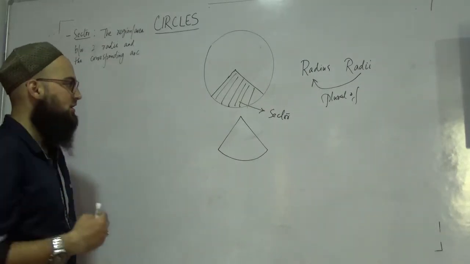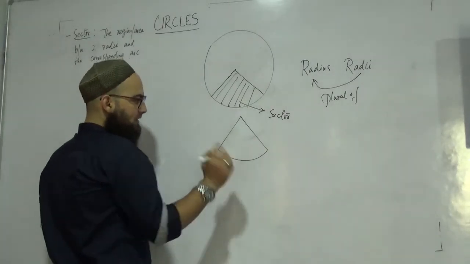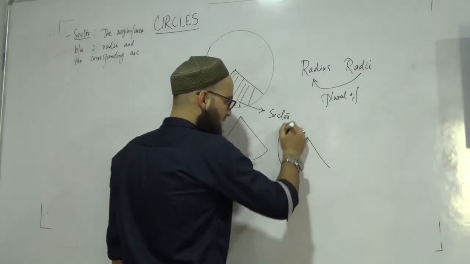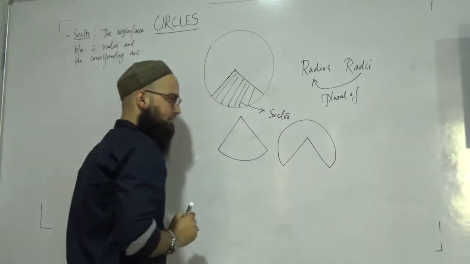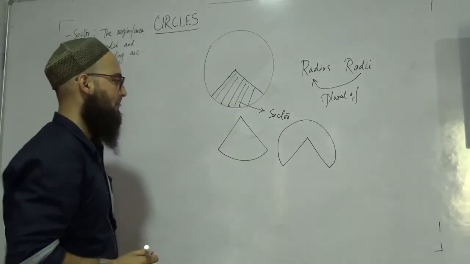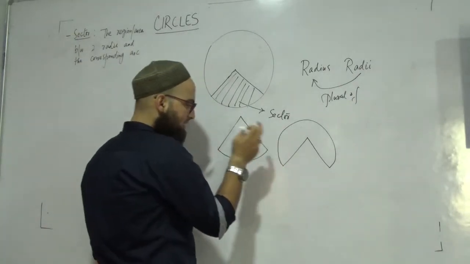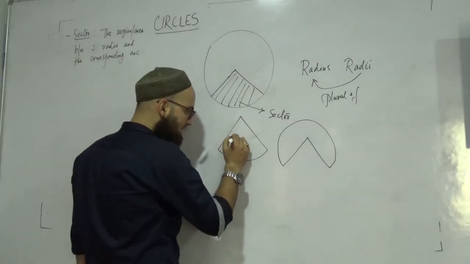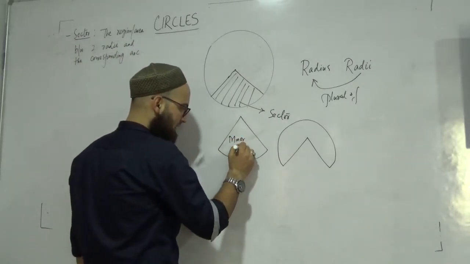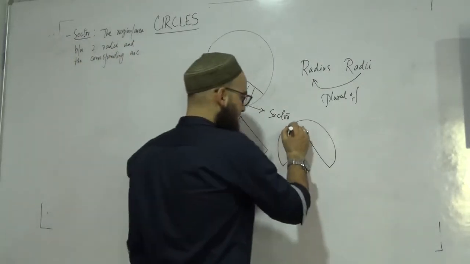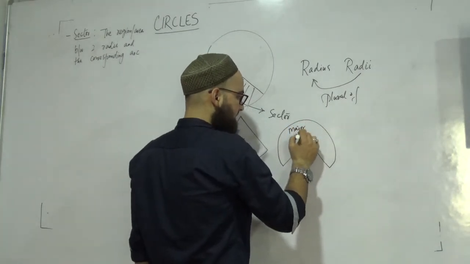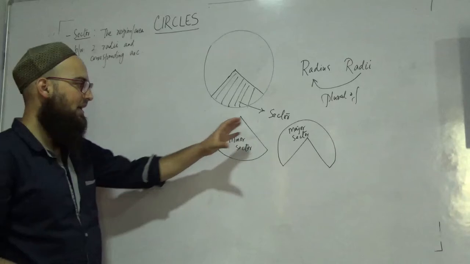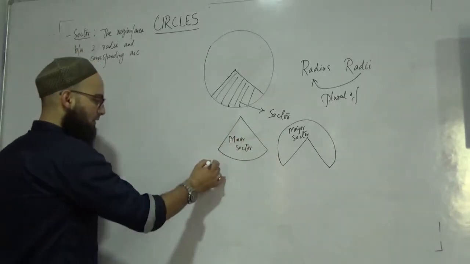But we have two possibilities here. Number one is this, number two is this, radius and the corresponding arc, the bigger one. This is also a sector. Then what is the difference? This sector is called the minor sector. And this sector is called the major sector. Got it? Minor sector and major sector.